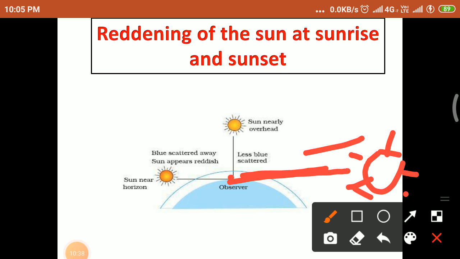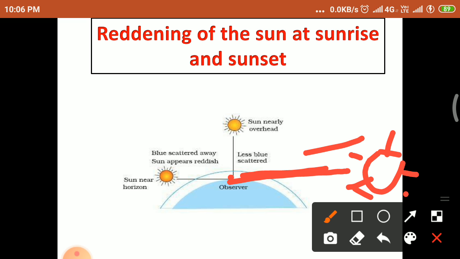Here I discussed the structure of the human eye diagram. In the first video I discussed the structure of the human eye, myopic eye and hypermetropic eye. Then dispersion of light by a glass prism, recombination of the spectrum of white light, then rainbow formation, advanced sunrise and delayed sunset, apparent star position due to atmospheric refraction, then reddening of the sun at sunrise and sunset.